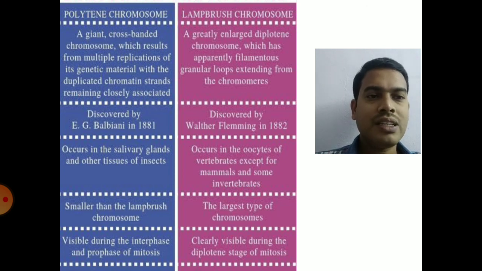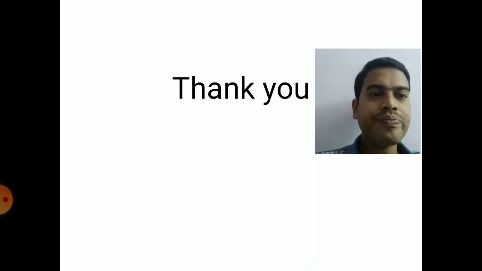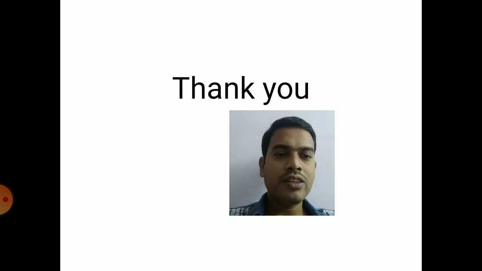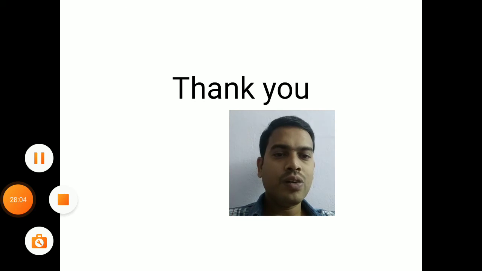So these are specialized chromosomes: polytene chromosomes, which are present in salivary glands of dipteran insects, and lampbrush chromosomes, which are present in amphibian oocytes. So that is today's topic: chromosome organization in eukaryotes, types of chromosomes based on centromere structure, euchromatin and heterochromatin based on chromosome compaction, and also specialized chromosomes, lampbrush and polytene chromosomes.